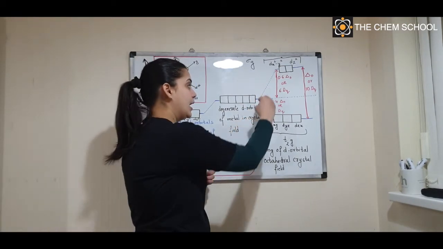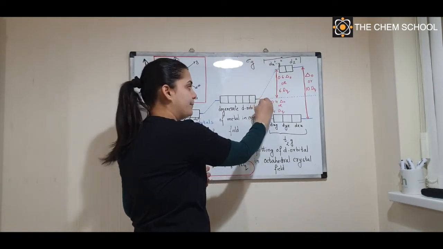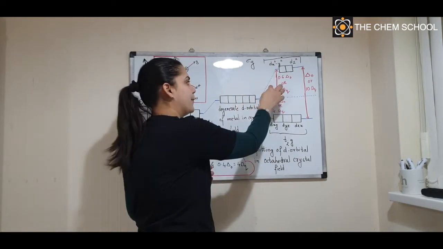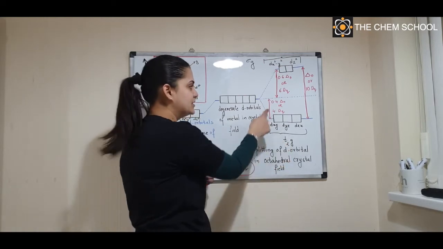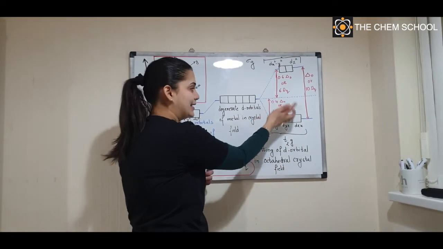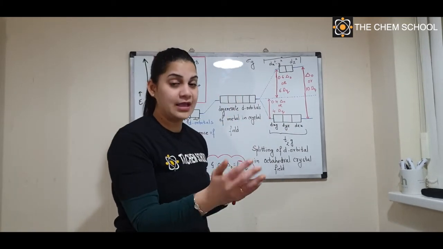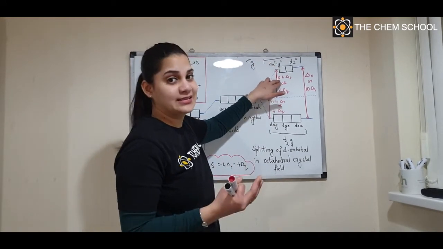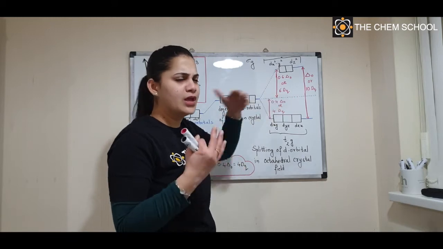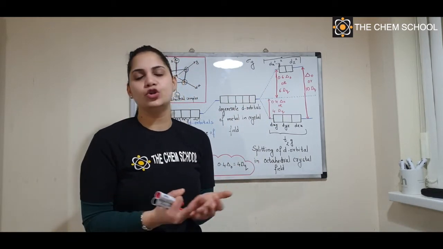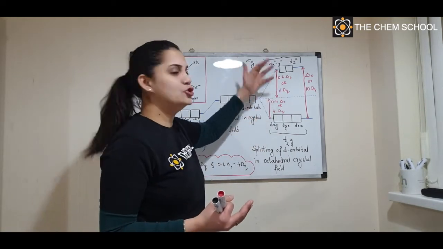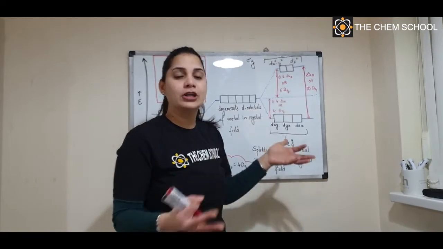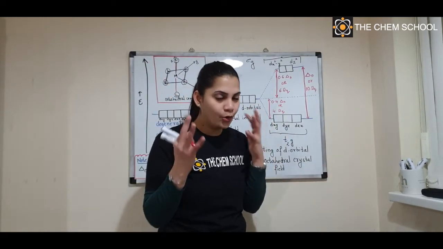I repeat, if you want to talk about the energy compared to the degenerate orbital, or compared to the EG, the energy of T2G is 0.4 delta naught or 4 dq less. Similarly, the energy of EG is more by 0.6 delta naught or 6 dq. In percentage it is 60-40. That is, the energy of EG is 60% more, or the energy of T2G is 40% less than EG. I hope you understand this.